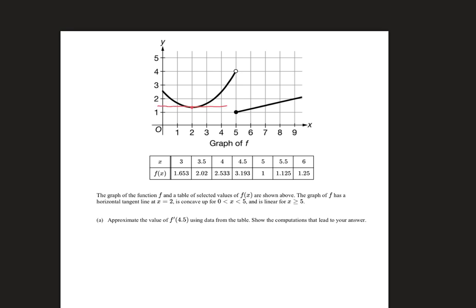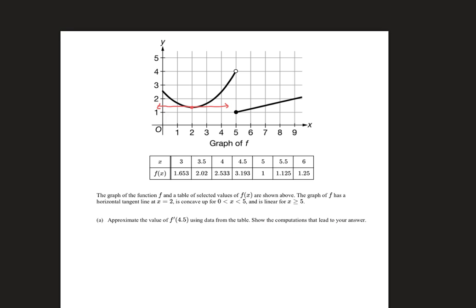Horizontal tangent. At x equals 2, it's concave up on the interval from 0 to 5. So this is concave up. And it's linear when x is greater than or equal to 5. Okay, so they say approximate the value of f prime at 4.5 using the data from the table. Show the computations that lead to your answer.